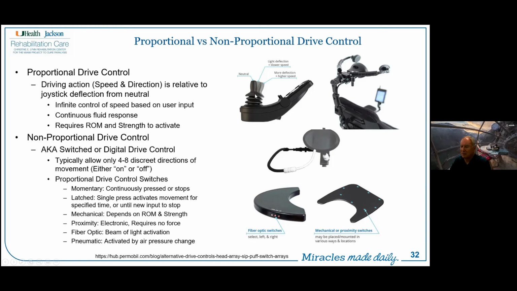Some individuals don't have sufficient finger flexors and hand intrinsics, and so they may use a goalpost configuration that you rest the person's hand in instead of having this type of a toggle. Other individuals may need a head array type of system using fiber optic beams to activate. They may need a sip and puff pneumatic system to be able to activate the controller.